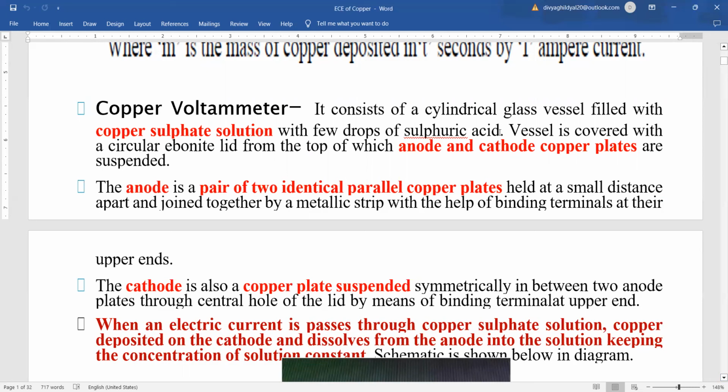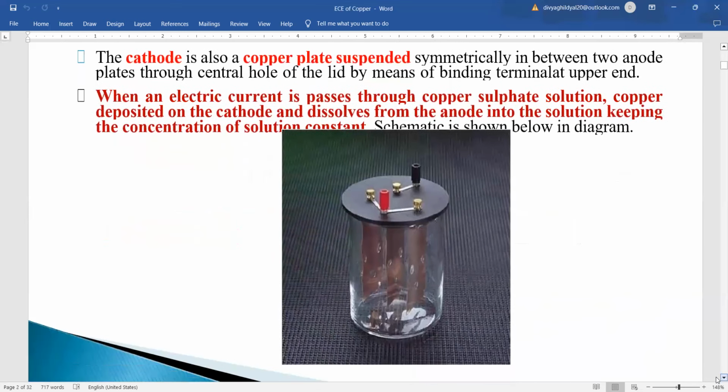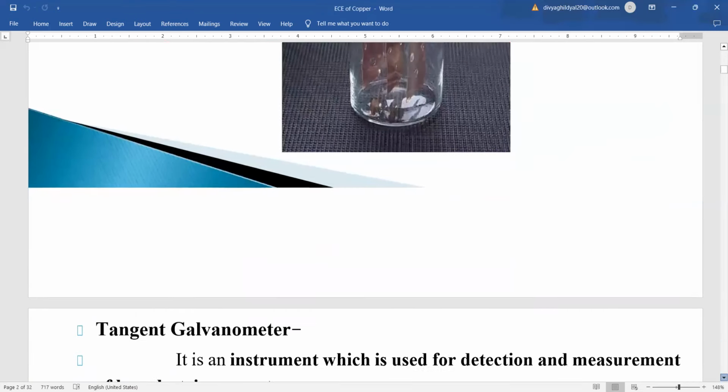drops of sulfuric acid. The vessel is covered with a circular ebonite lid top of which anode and cathode plates are suspended. Anode is a pair of two identical parallel copper plates, held at a small distance apart, and they have been joined by a small metallic strip. Cathode is also a copper plate suspended symmetrically in between two anodes. When an electric current is passing through this copper sulfate solution, copper gets deposited on the cathode and it dissolves from the anode into the solution, keeping the concentration of the solution constant. This concept we will be using.